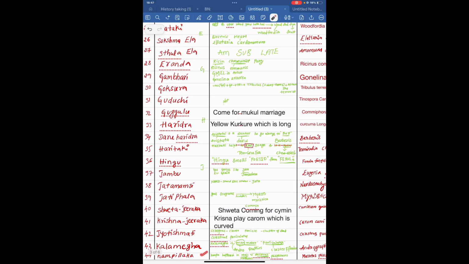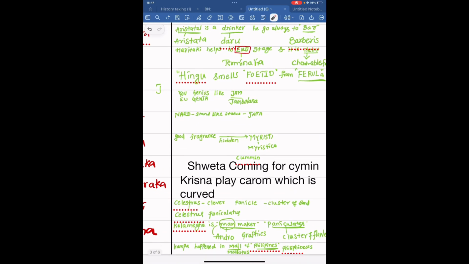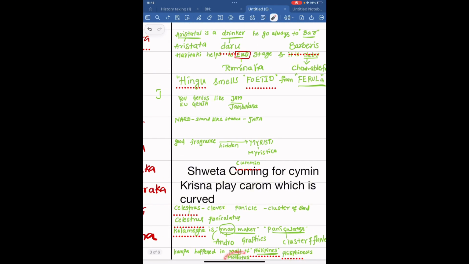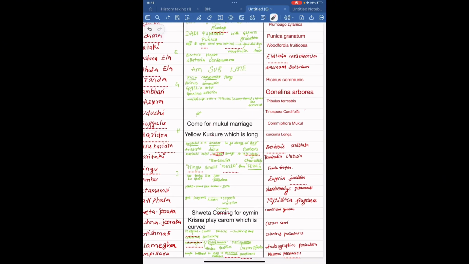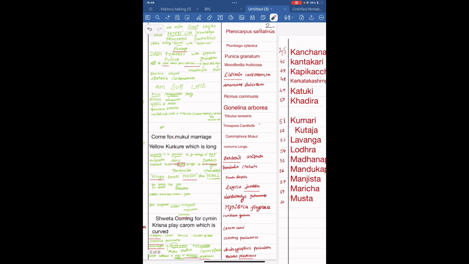Another one is Kampilaka. Kampilaka happens in a mall of the Philippines. Where is it happening? It is happening in the mall which is present in the Philippines. So mall gives Mallotus, and the Philippines country gives Philippinensis. Mallotus philippinensis is the trick for Kampilaka.